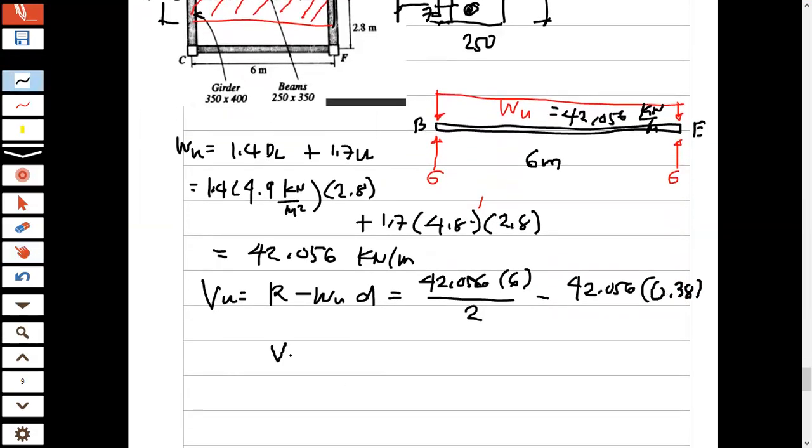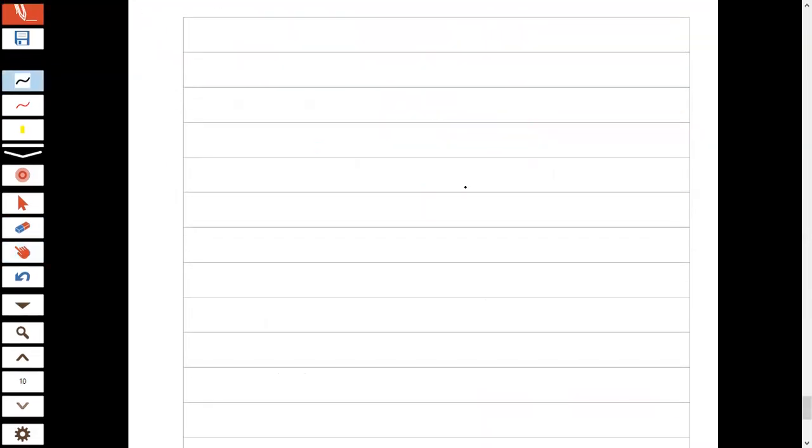Okay? So what's your VU now? VU is 102.83 kilonewton. This is the first question. Second question, determine the spacing of the two legs of 10 mm. So, yun na yung VS, yung S. We are going to compute VS and then we also need to compute.